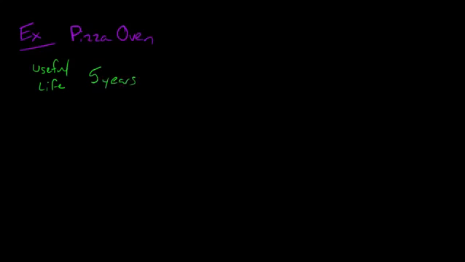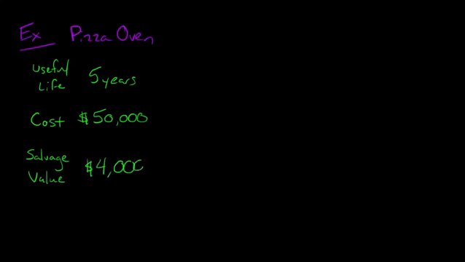The purchase price of this oven is $50,000, and you estimate that the residual value, the salvage value, is going to be $4,000. That's what the asset's going to be worth when you're done depreciating it at the end of the 5 years. So let's put together our schedule.